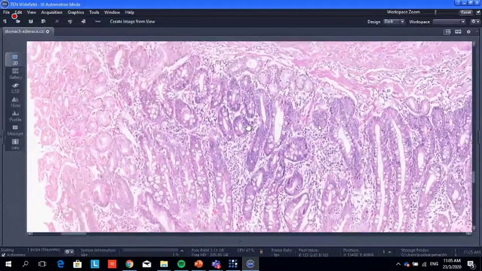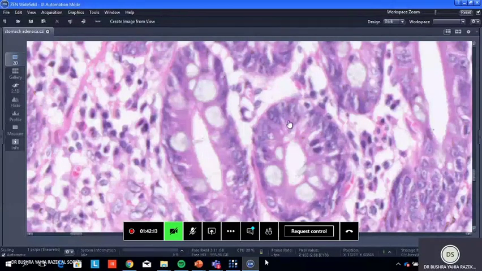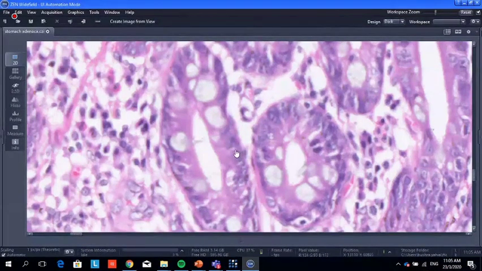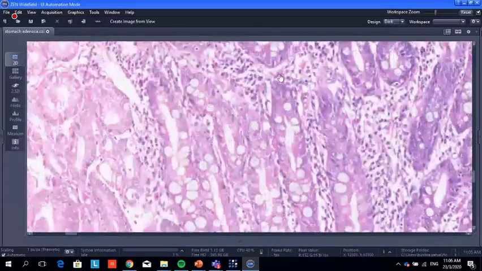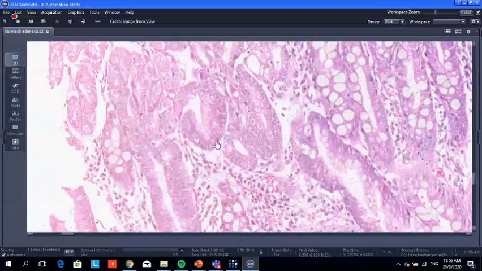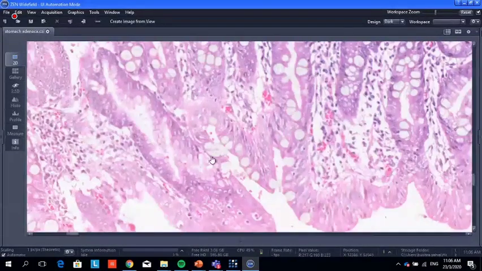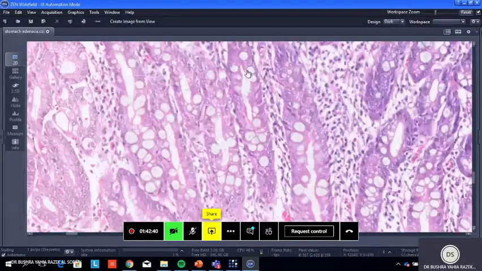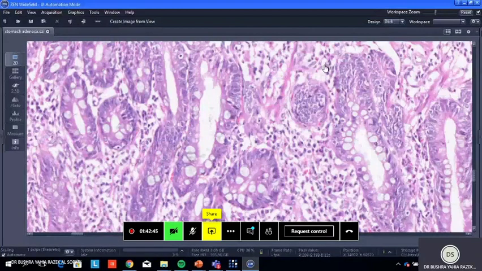So do you think this gland is normal? What happened to the nuclei? What do you think? Pleomorphic, hyperchromatic and irregular. It means dysplasia. So what happened to the gland? First, they got this kind of metaplasia. Then with time, they changed to dysplasia. See all these dysplastic glands.